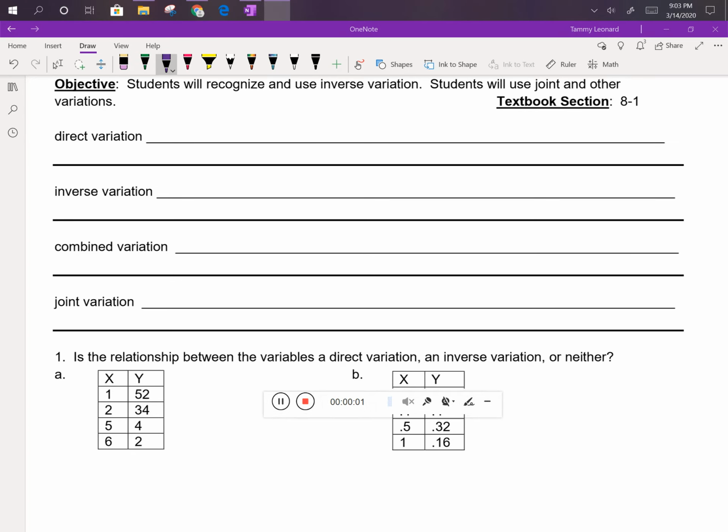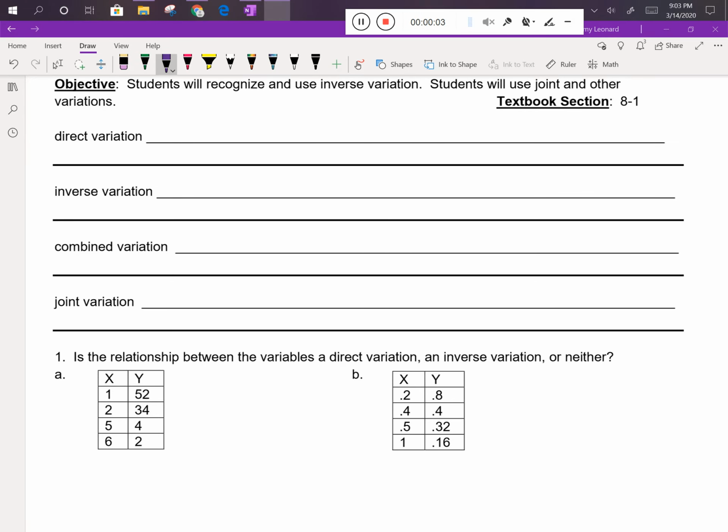In the activities you've done already, you've seen examples of direct variation, y equals kx, as well as inverse variation, y equals k over x. In both cases, k stands for the constant of variation, so it's a number, and x and y are allowed to be variables.